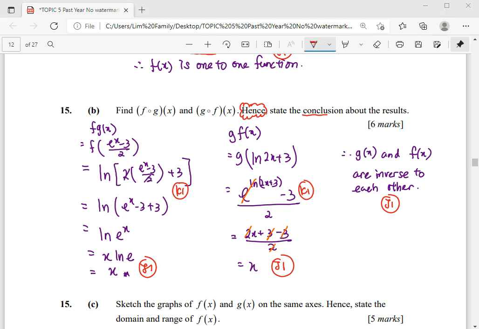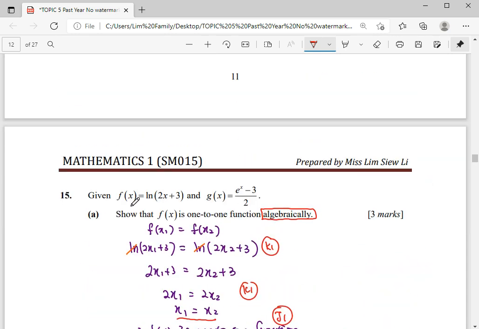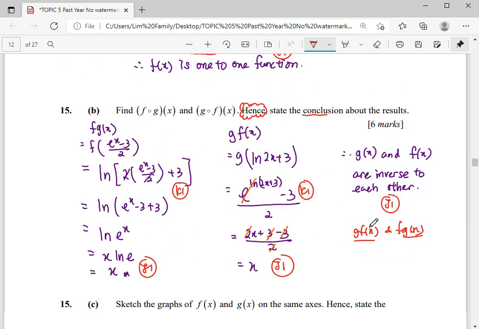So you have to be careful here. Our conclusion is not that g(f(x)) and f(g(x)) are inverse to each other. It's not the composites that are inverse to each other. It's the individual functions that are inverse to each other.